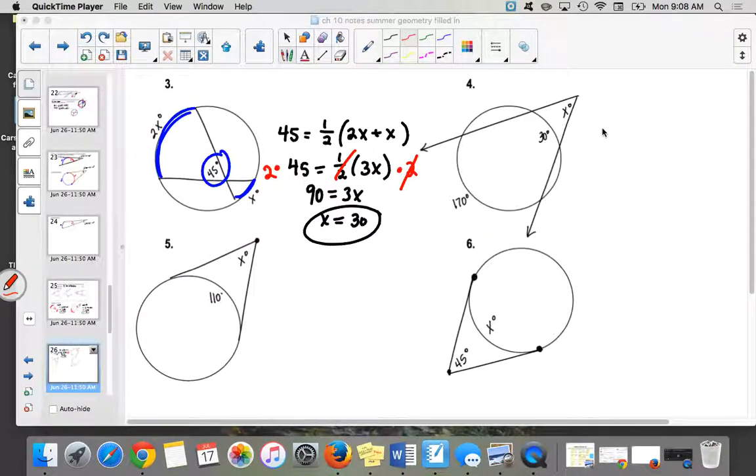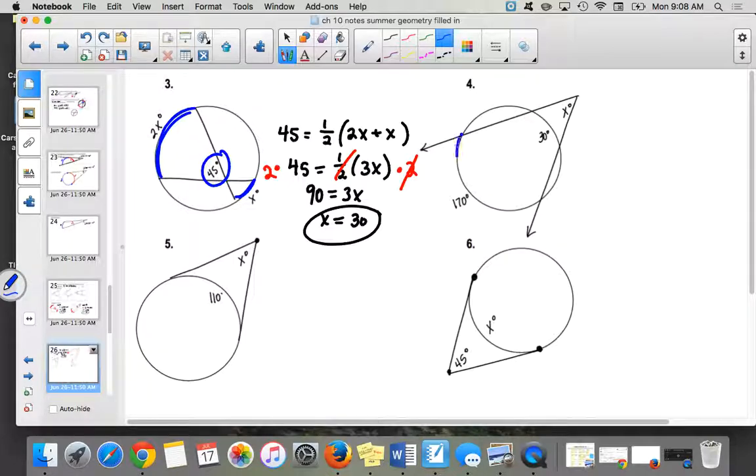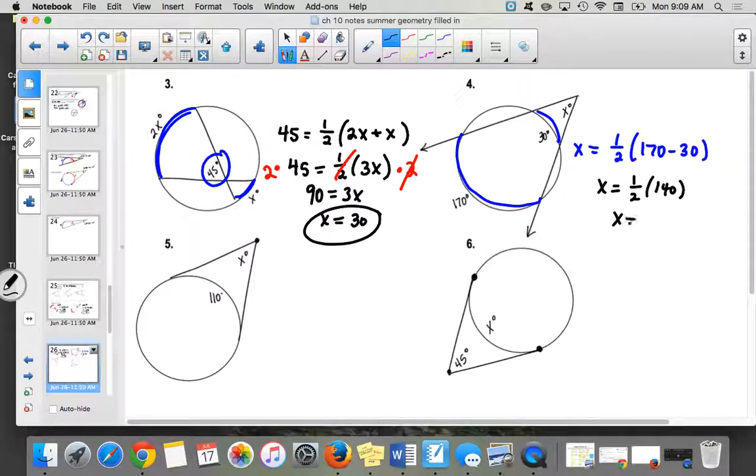All right, so this next one should be x, right? That's our angle. And our two intercepted arcs are the 170 and the 30. So x is equal to half, sum or difference? Difference, right? So outer minus that inner. So 170 minus 30 is going to be 140. So you should get half of 140. So did you guys all get 70? Yeah, so you feel pretty good about these?